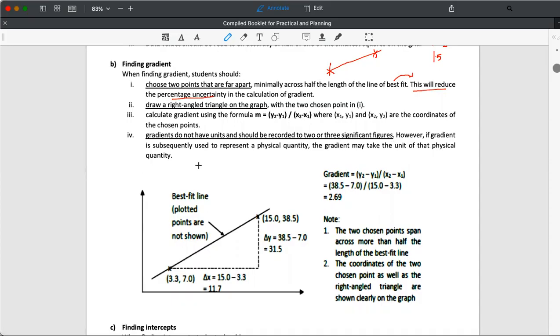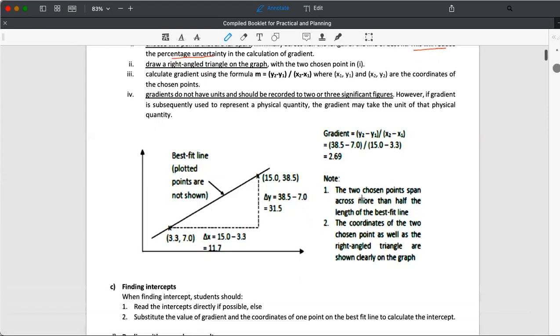However, if the gradient is subsequently used to represent a physical quantity, for example, this gradient could represent gravitational field strength, which can be either Newton per kg or meter per second square, then you must take note of the unit. You do not need to write the unit for the gradient here, but when you use this value in the subsequent question, then you need to consider the unit.